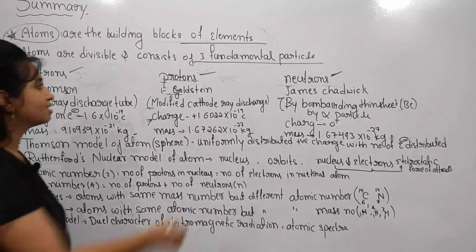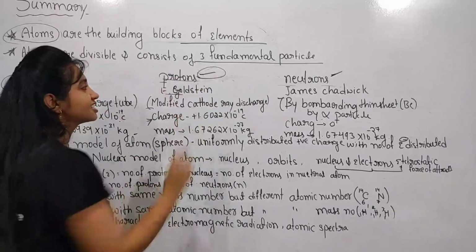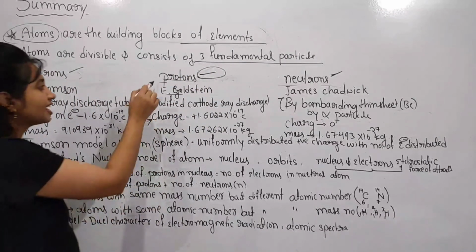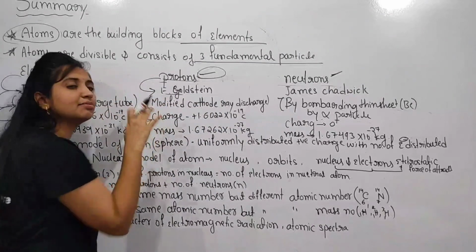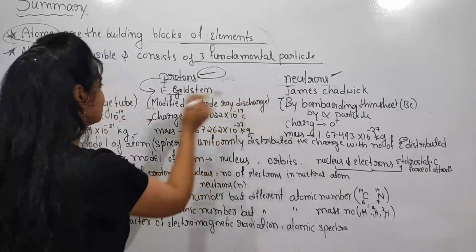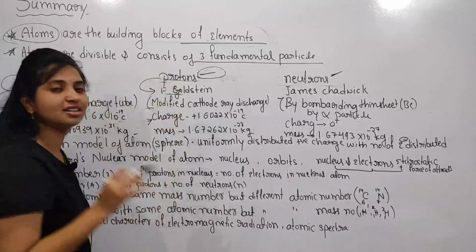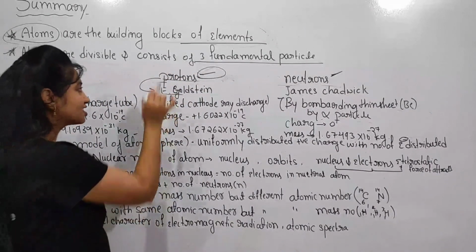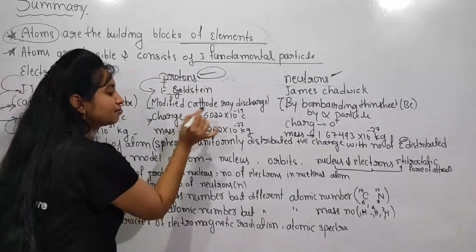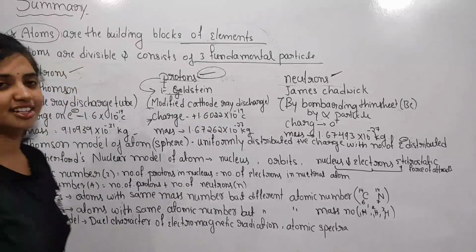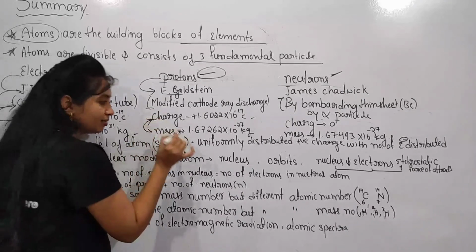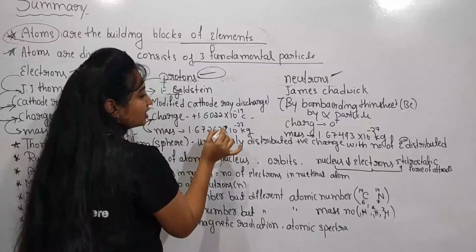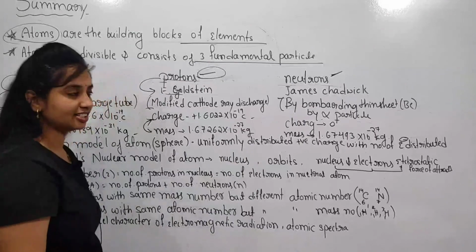And next one is the protons. The next fundamental particles are protons, and these protons were discovered by E. Goldstein with the help of the modified cathode ray discharge tube experiment. These protons carry a positive charge, and the charge on the proton is plus 1.6022 into 10 raised to minus 19 coulomb, and the mass of the proton is 1.67262 into 10 raised to minus 27 kg.